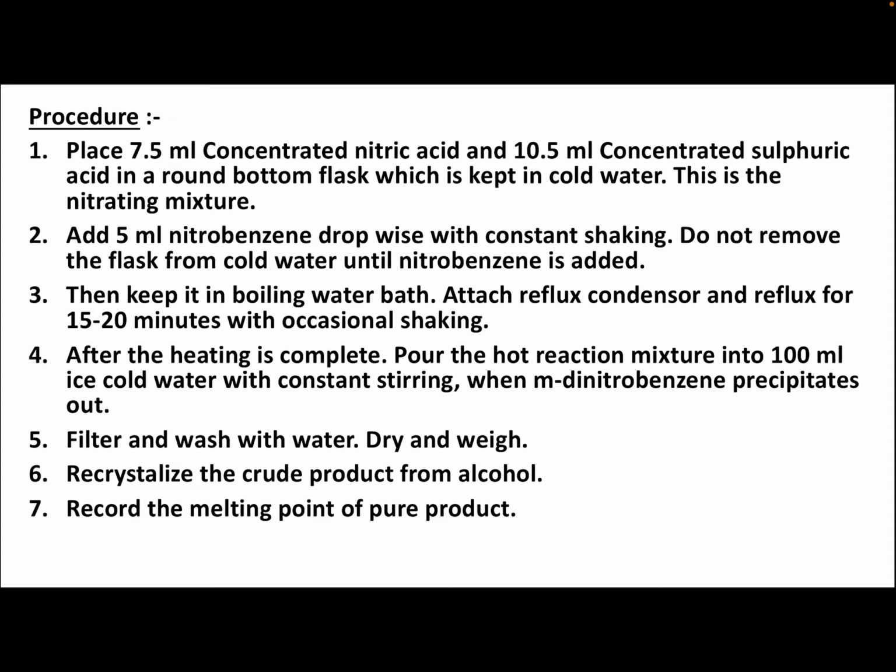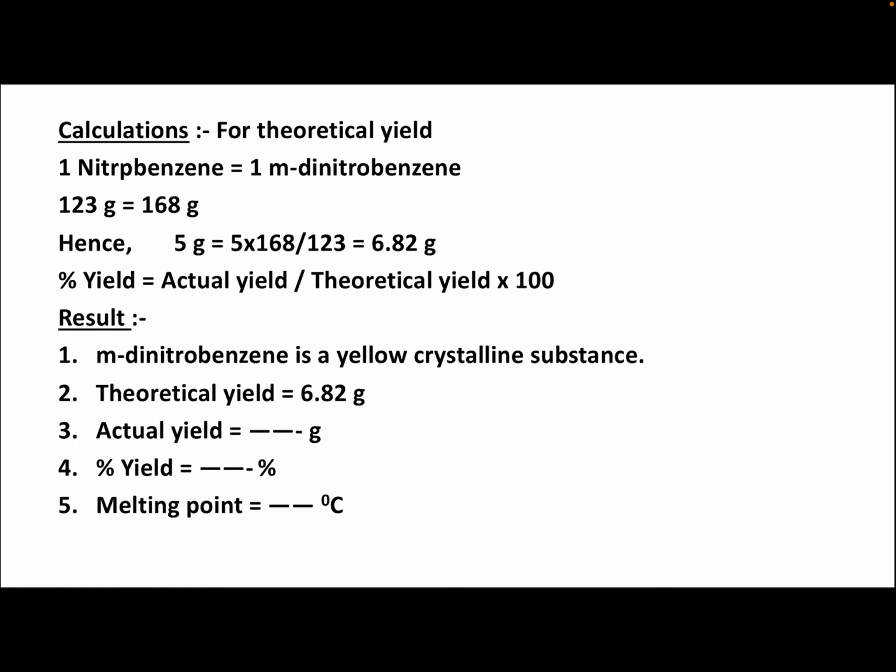Then m-dinitrobenzene precipitates out. Filter and wash with water. Filter it, wash with water, dry and find out the weight. Recrystallize the crude product from alcohol. So after drying, you have to dissolve that compound in alcohol and keep it. Then you are getting the crystals. And then you have to record the melting point of the pure product.